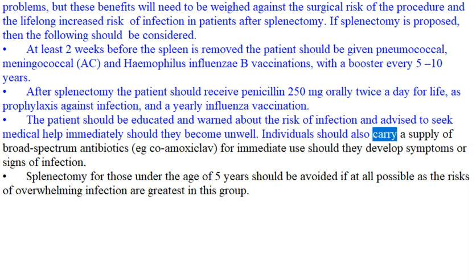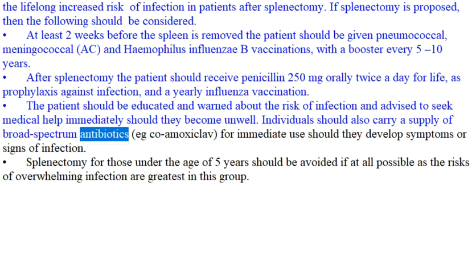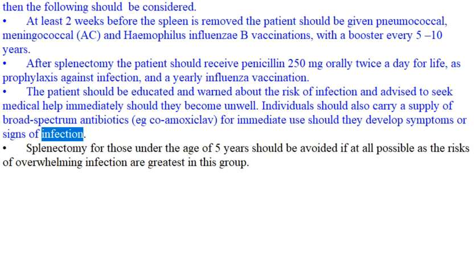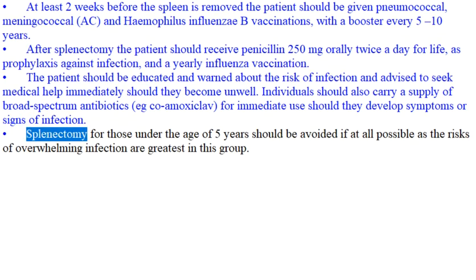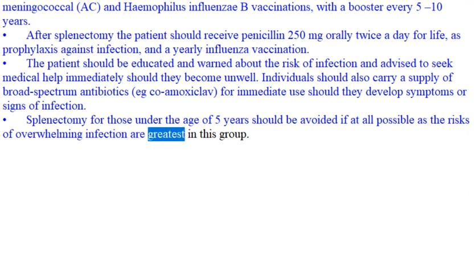Individuals should also carry a supply of broad-spectrum antibiotics, e.g. co-amoxiclav, for immediate use should they develop symptoms or signs of infection. Splenectomy for those under the age of 5 years should be avoided if at all possible, as the risks of overwhelming infection are greatest in this group.